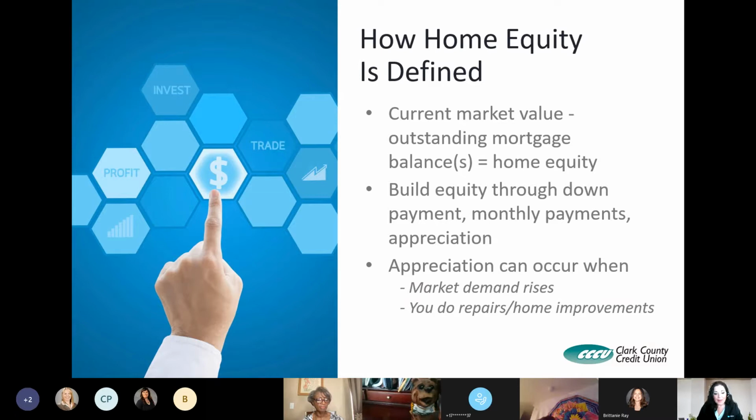You can build equity by making your regular monthly payments, a large down payment when you purchase the home or refinance it, and through appreciation. Appreciation occurs when the market demand rises, which is going on right now. There's a lot of market demand, so values are going up at a pretty quick and steady rate. If you do repairs or home improvements to your home, that will also raise your value. So that's pretty much the definition of home equity.